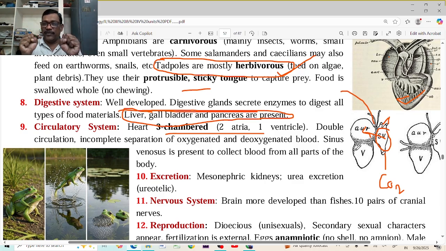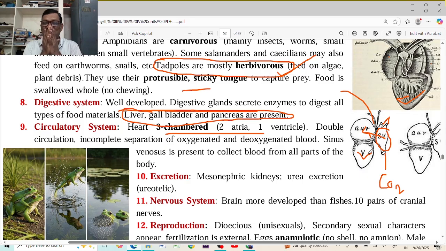When the auricles are filled with blood, they contract and the blood enters the ventricle. The ventricle is only one chamber. From the right auricle, the deoxygenated blood, and from the left auricle, the oxygenated blood, enter this one chamber called the ventricle. Here, mixed blood is formed. The mixed blood is transported to all parts of the body. Once again, it is sent to the lungs.